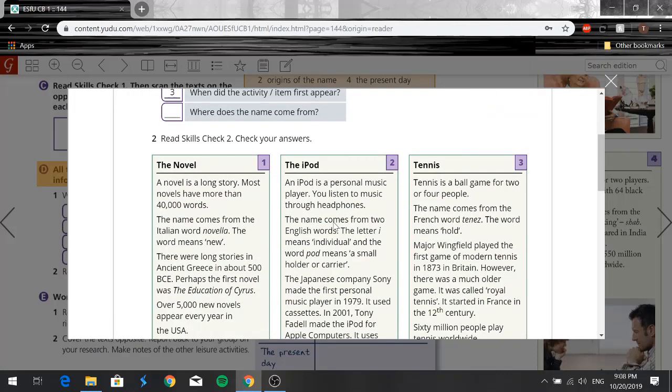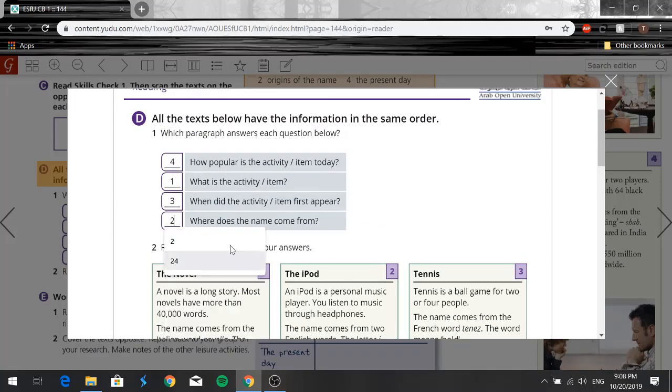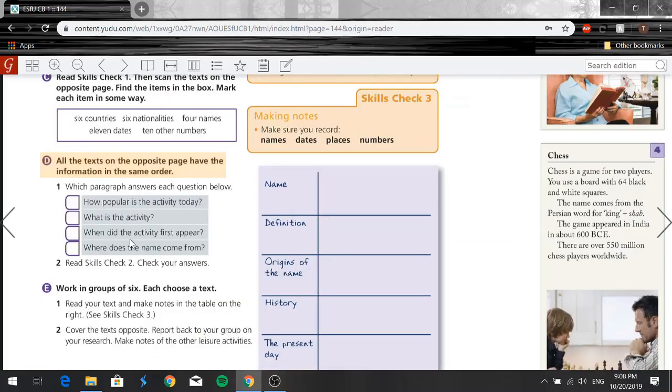That's 2. So the name comes, so yes, 2, right? So where does the name come from? That'll be paragraph number 2. Alright, so 4, 1, 3, 2. Right, so what else do we have?